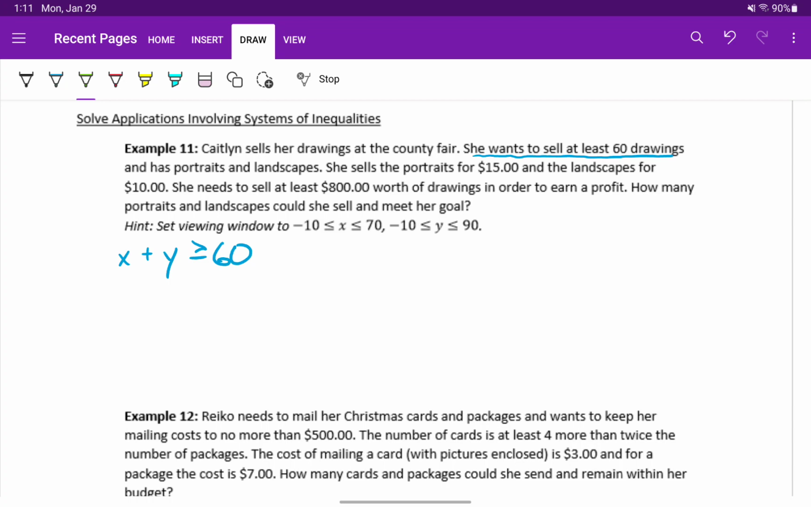Then we're told some information that she needs to sell at least $800 worth. Portraits she sells for $15, landscapes she sells for $10. Meaning we would have the inequality 15x + 10y has to be greater than or equal to 800 so that she earns enough to make a profit.